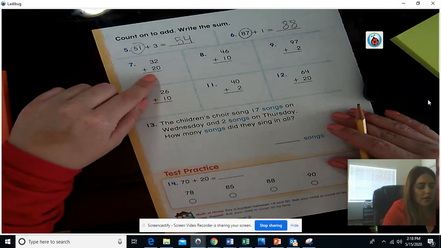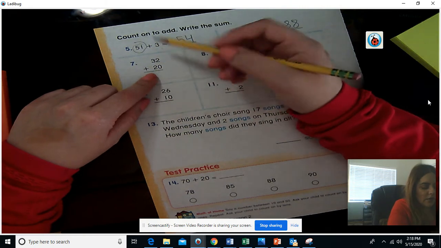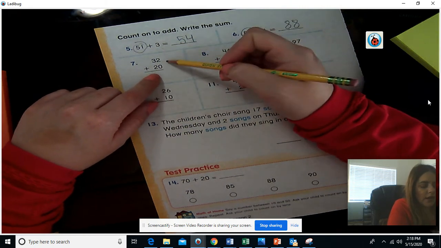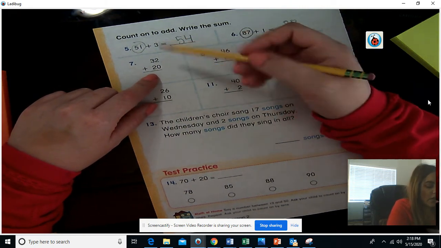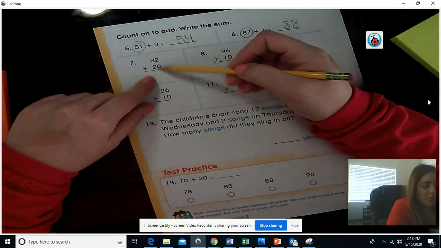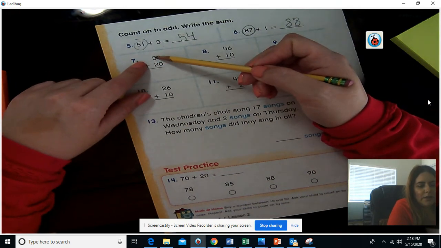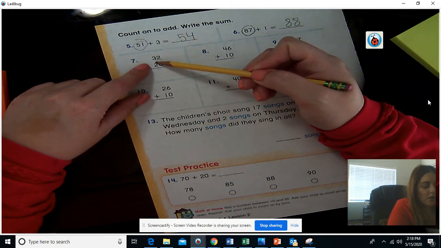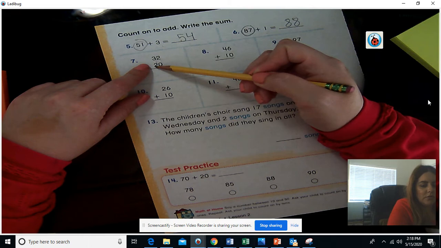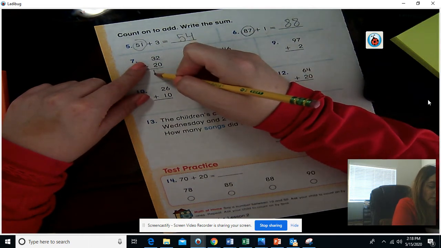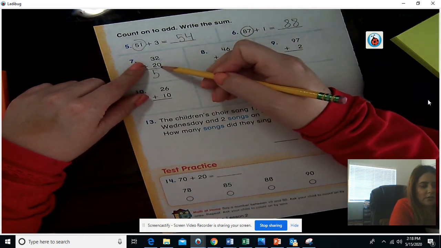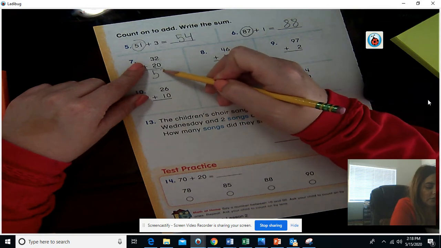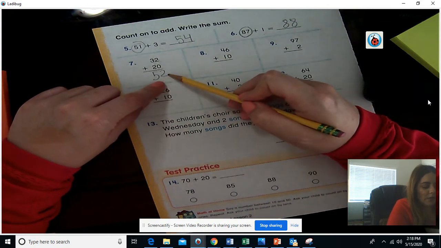Okay, this one, there are many ways I can do this. One, I can draw it out, or I can add the numbers. Look, when I'm adding, I just go straight down. 3 plus 2 is 5. 2 plus 0 is 2. So my answer should be 52.